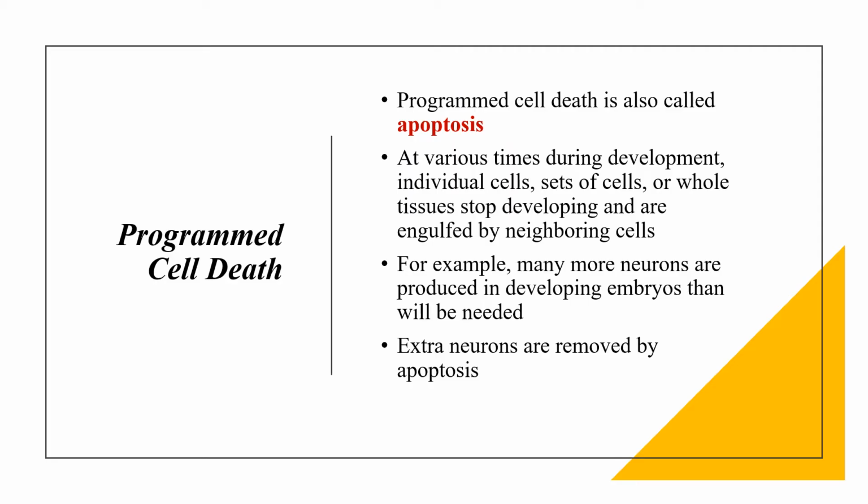So next is the programmed cell death or apoptosis. At various times during development, individual cells or set of cells or whole tissues stop developing and are engulfed by neighboring cells. So for example, many more neurons are produced in developing embryos than will be needed, and extra neurons are removed by apoptosis. So it is very important that there is what you call this apoptosis. Again, as what I have mentioned before, if there's no apoptosis that's happening, especially in the process of organogenesis, you will eventually, of course, have abnormalities arise.